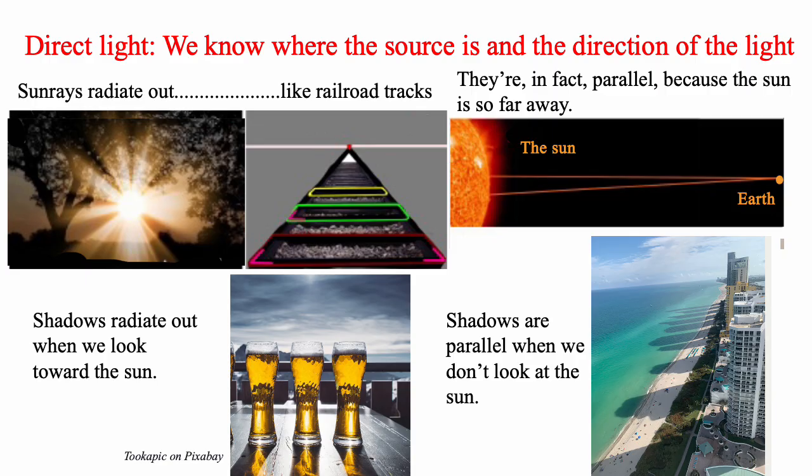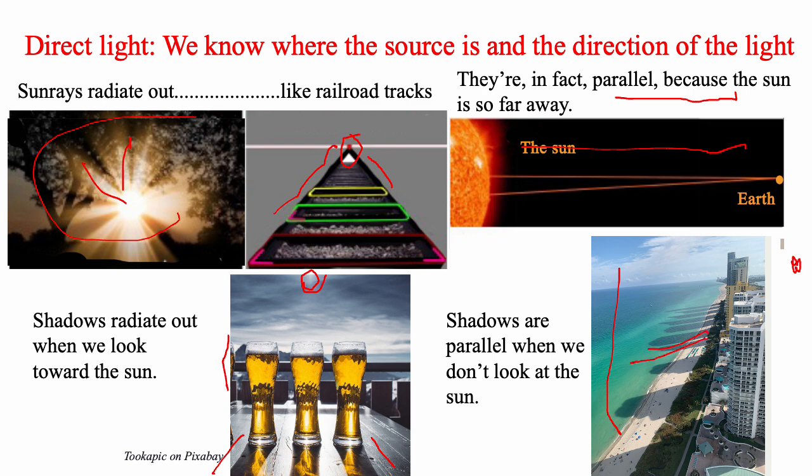When we're looking at the sun, rays radiate out, and this is mainly due to one-point perspective, like these railroad tracks, where the vanishing point is the sun. Here in this picture, the sun is in about this position, so the shadows also radiate out. But sunbeams are in fact parallel because the sun is just so far away from the earth. And we see these parallel shadows when we're not looking at the sun. In this case, the sun is over here somewhere, and you can see that all these shadows are parallel.